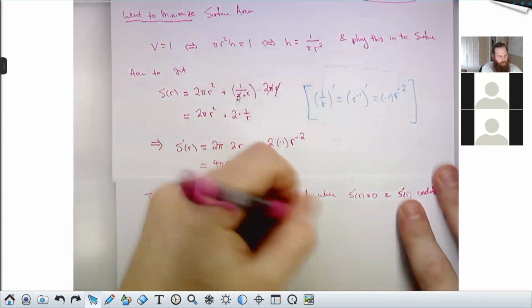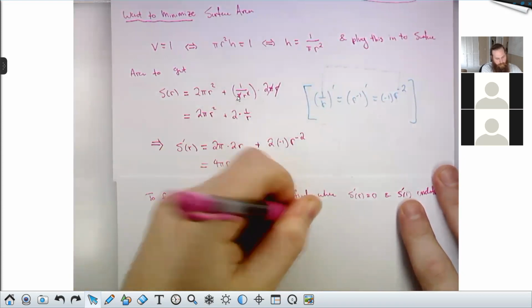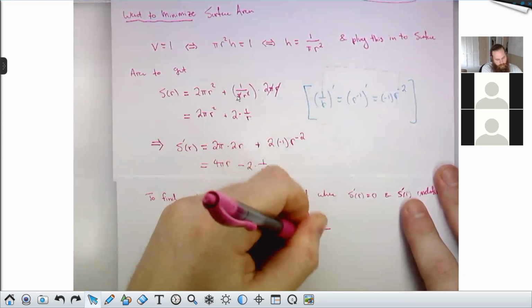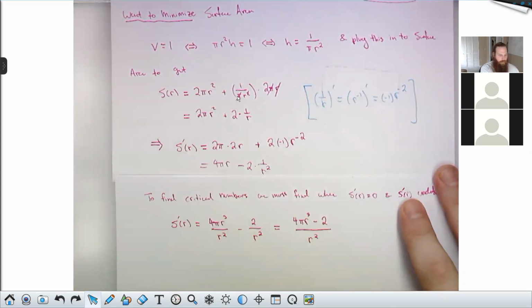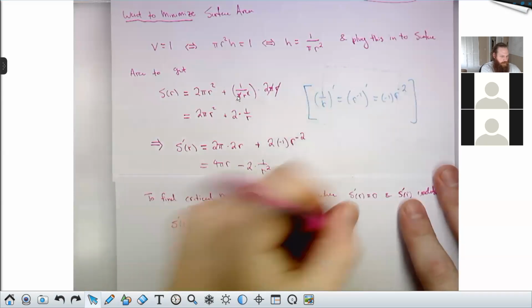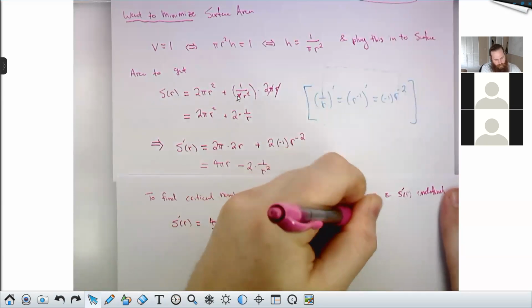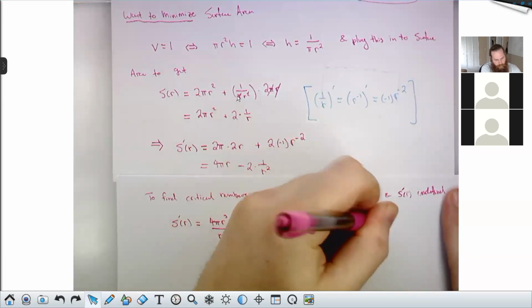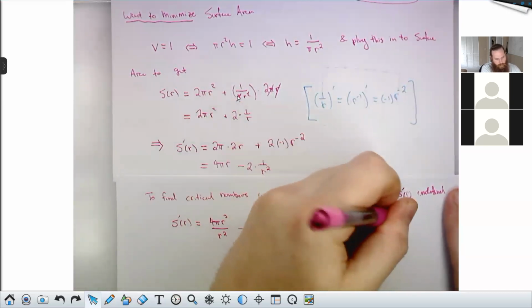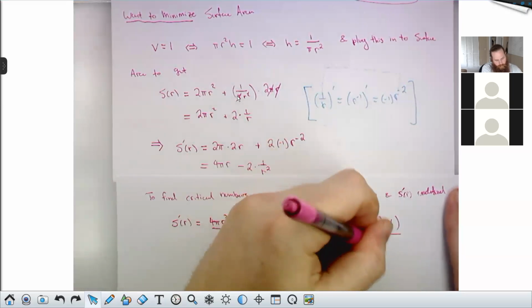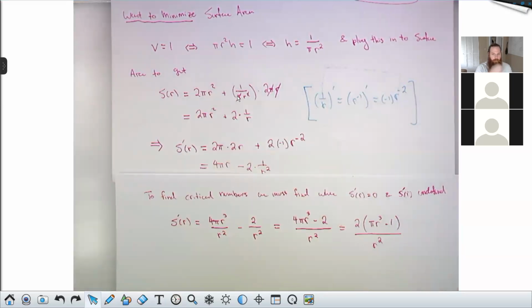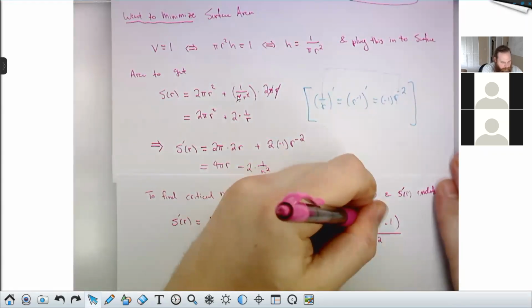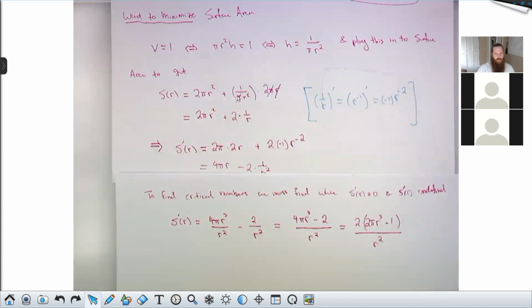Which is 4 pi r cubed minus 2 all over r squared. And in fact, I can factor out a 2. That's 2 times pi r cubed minus 1 over r squared. Sorry, this should be a 2 pi. Yeah, sorry about that. So after putting together with a common denominator, we factor out a 2 from the top. That's all.